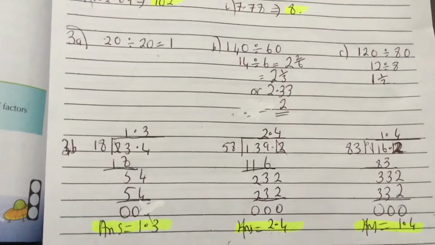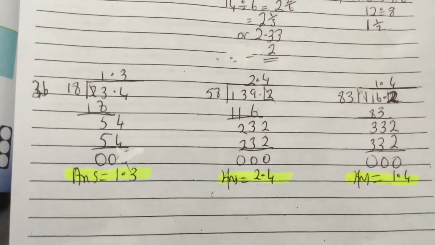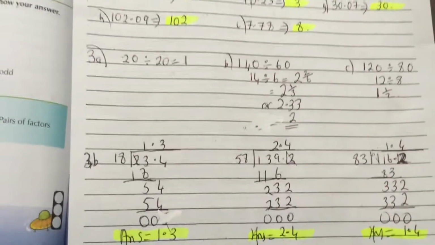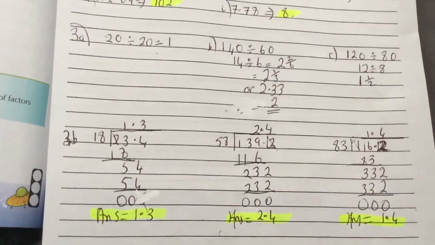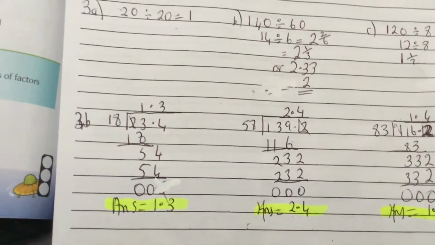The 3a was estimation of each number, and 3b is the actual doing it out. So 18 into 23, we've taken it away to see what we've left over, 5. Then we drag our 4 down from the dungeon. And then it's 18 into 54, we know that goes in 3 times, and then we take it away to see what we have left, and we have nothing left, so it's 1.3.